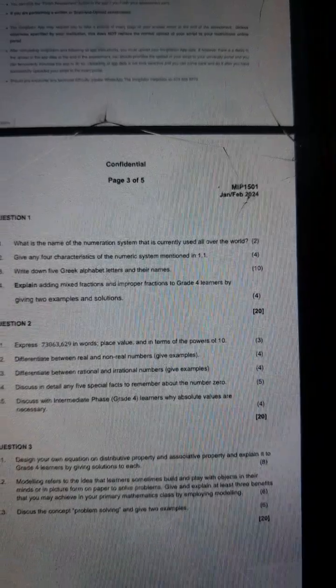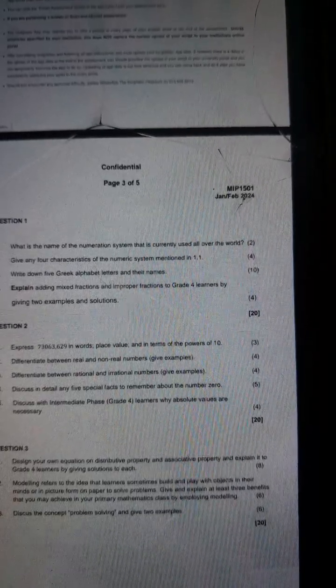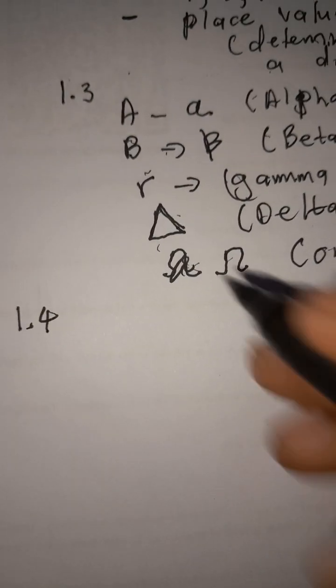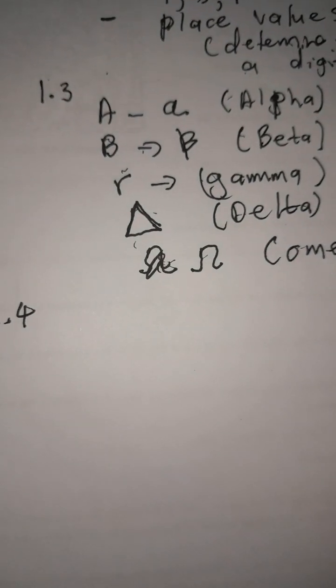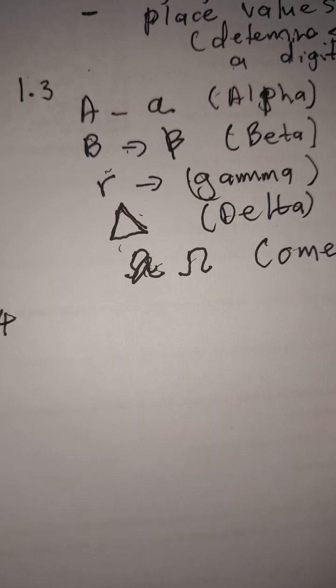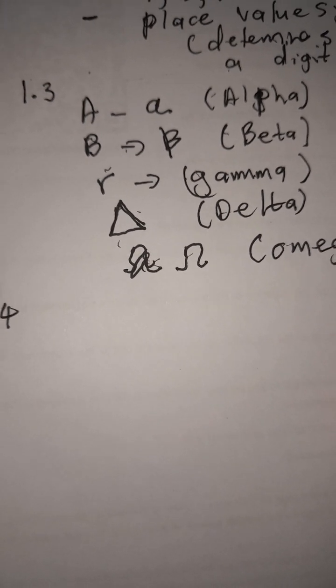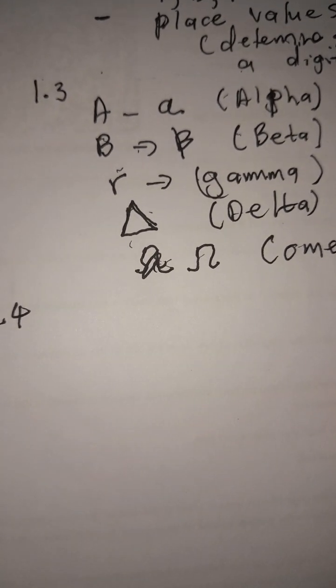At 1.4, they said explain adding a mixed fraction and an improper fraction to grade 4 learners by giving 2 examples. Well, for me to explain adding a mixed fraction and an improper fraction to grade 4 learners, I can use examples. Let me show you using examples, right? I will explain by giving 2 examples and solutions.